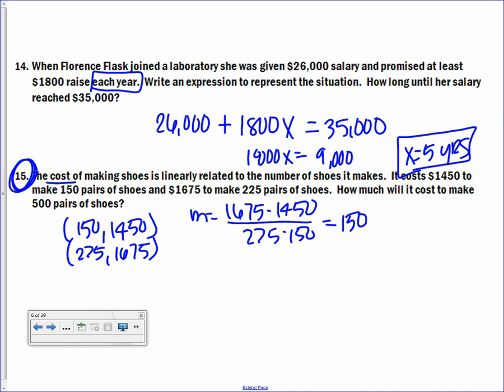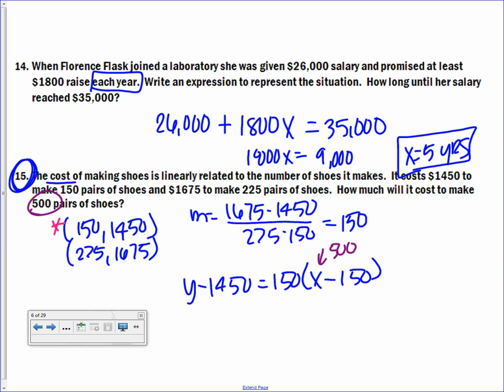Okay, so now I have the slope, and then I have a point. Okay, so we can put this maybe into point slope form. So y minus 14.50 equals 0.03 times x minus 150. Okay, now at this point you could write an equation, but we don't have to. Okay, so I'm just going to pause you here. The question is, how much will it cost to make 500 pairs of shoes? Well, at this point I have an equation, and I need to know 500 pairs of shoes.